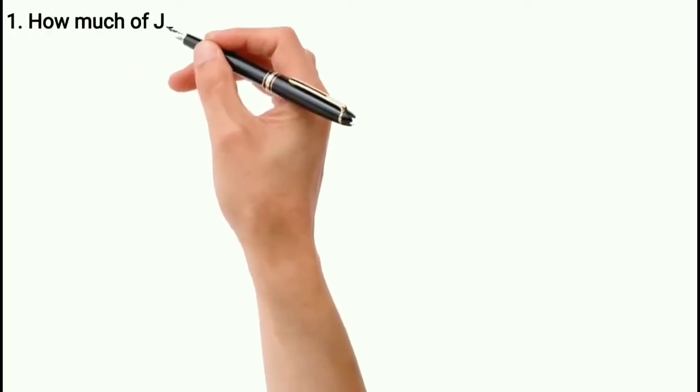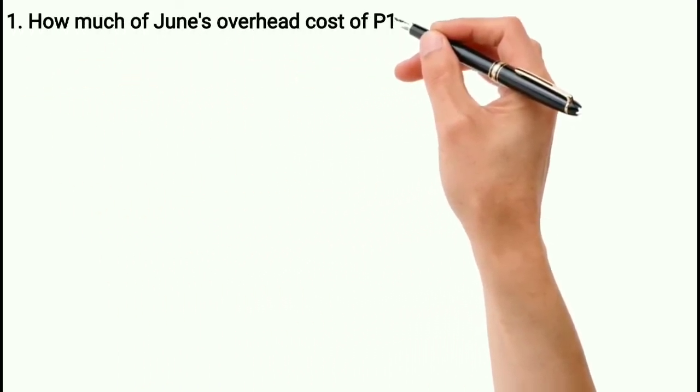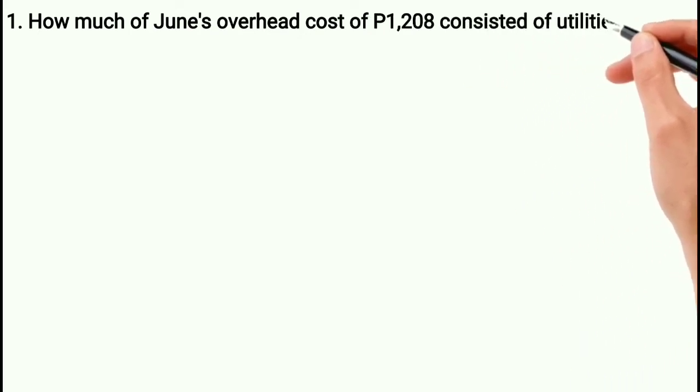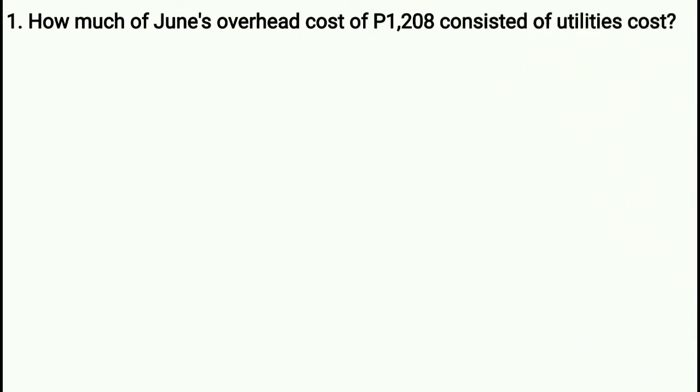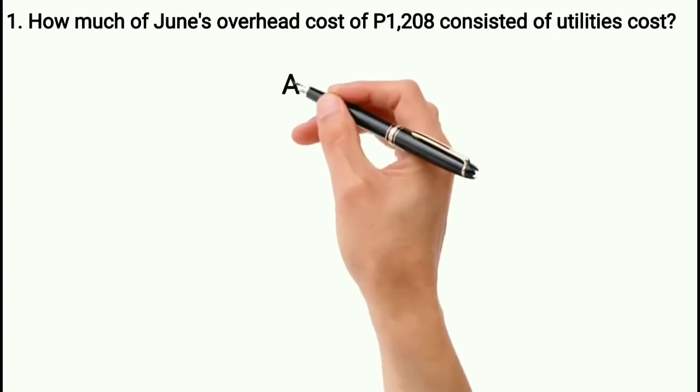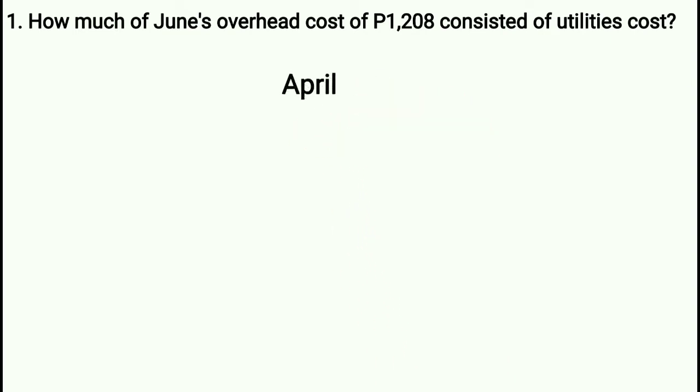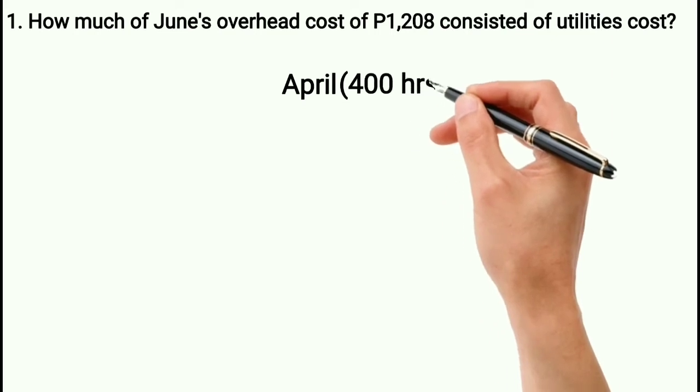Let us now answer requirement number 1. How much of June's overhead cost of 1,208 pesos consisted of utilities cost? We can answer this requirement by using the breakdown of the overhead costs in April. In April, the level of activity is at 400 machine hours.